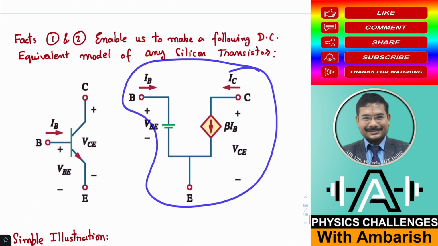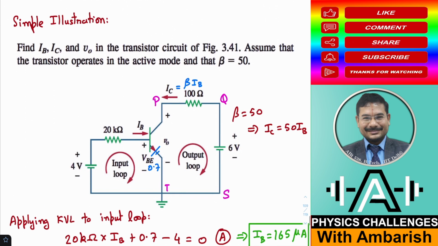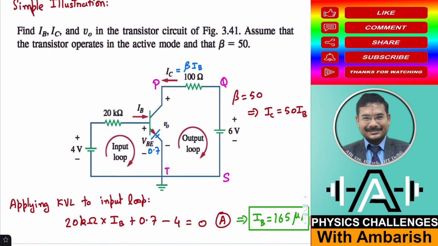I'll take up a sample problem, a simple illustration, and then I'll go to the more complicated illustration that I gave in the challenge video. So here is the circuit. This battery I have made for convenience. Find IB, IC and V0 in the transistor circuit of figure 3.41. Whatever I have written in blue and pink is not given in the question. The question only has these green resistors and these bluish connectors.